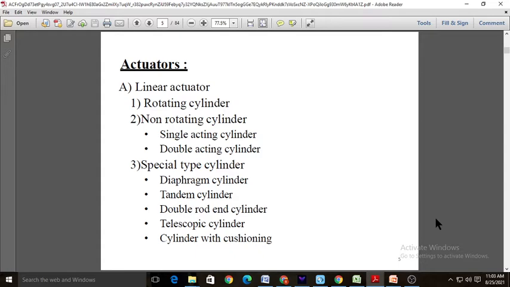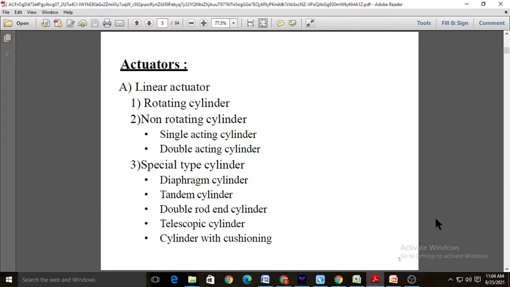You know that if this connecting rod is connected to the piston only on one side, and the return stroke of this piston is either by using the spring, or you can say there is only a single side entry of the fluid there, then it is a single acting cylinder. And in case of double acting cylinder, if the entry of fluid is on both sides of this piston, we call it a double acting cylinder.